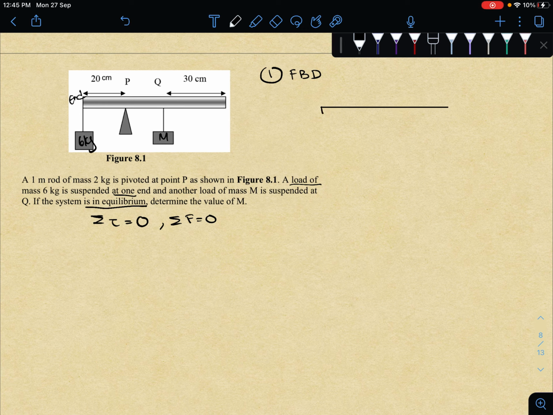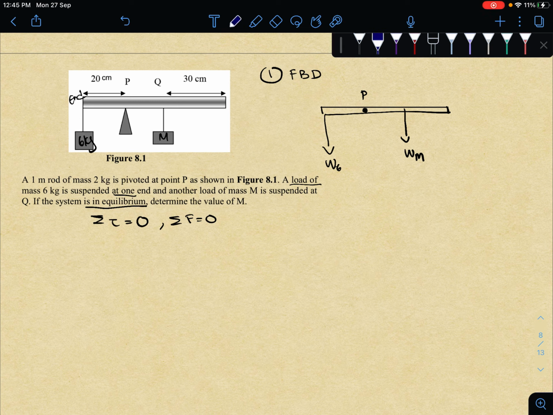So this is the object. So the beam here pivoted at point P. So ini adalah titik dia akan berputar berpandukan ini. You have a load here. So kita akan ada weight of the object. So kita ada weight of the object dekat sini, straight ke bawah. Satu force, weight of 6 kg. And then kita ada weight of the second object, which is the weight of the loads M dekat sini. And then kita akan ada weight of the beam itself.